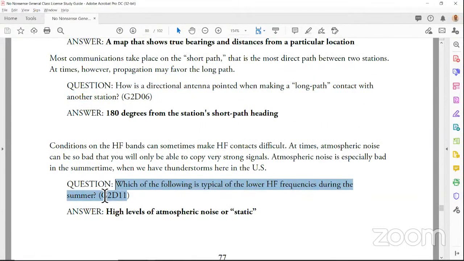Okay, last question in the question pool before we dig into some more theory, before we take our break. Which of the following is typical of the lower HF frequencies during the summer? And we had said that during those months, summer months, June, July, August, in the northern hemisphere, you tend to have high levels of atmospheric noise or static. And that's usually caused by thunderstorms. So that's it for our question pool review for today.